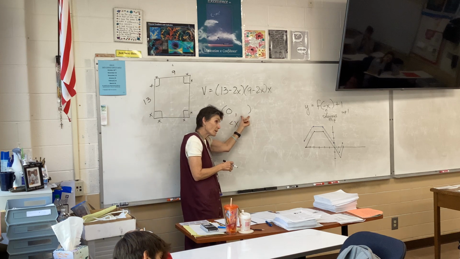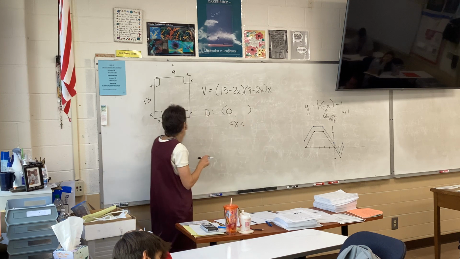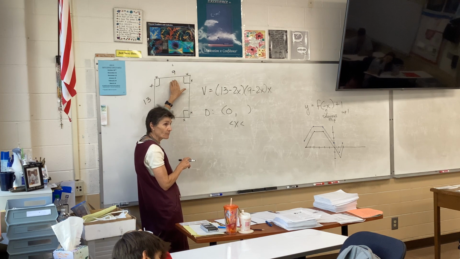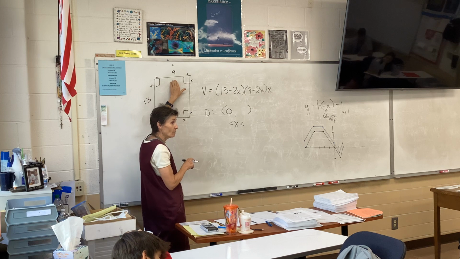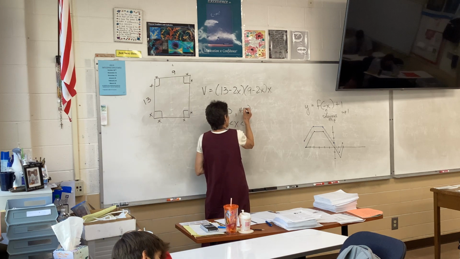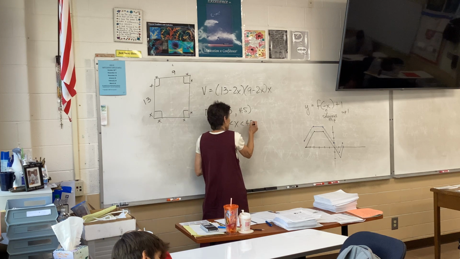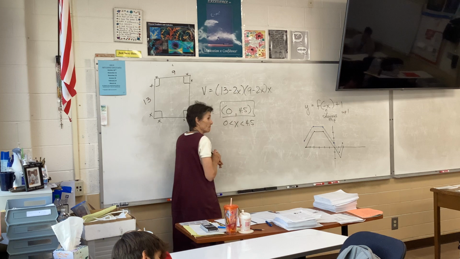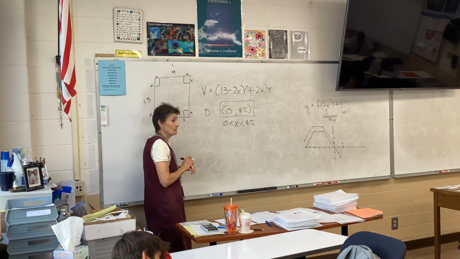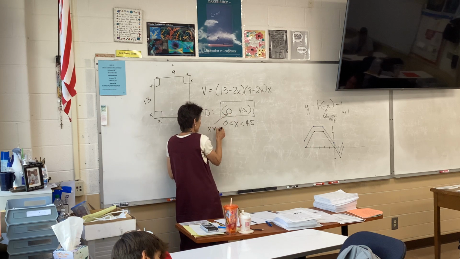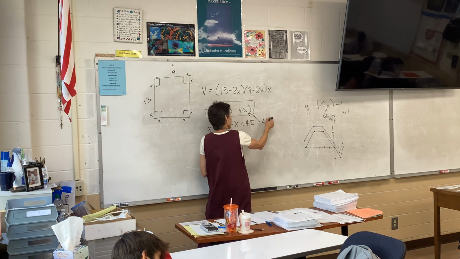Now, who remembers what I told you about this one? Half the smallest dimension of the paper. So our paper is 13 by 9. 9 is the smallest, and half of 9 is 4.5. So what you're telling me is x has to be bigger than 0 and less than 4.5. That's what this means. When we go to the calculator now, this becomes our x min, and this becomes our x max.